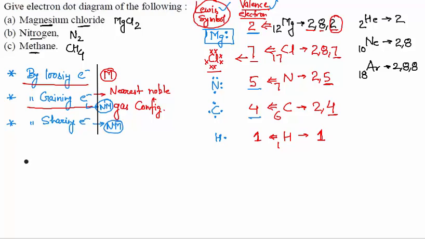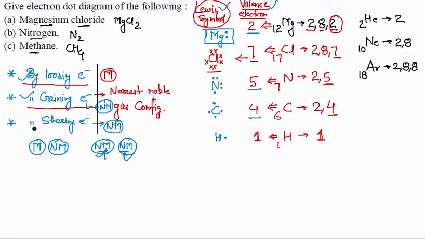Okay, so suppose in a compound you have metal and non-metal, what will happen? This metal will lose electrons and this non-metal will gain electrons. And if you have non-metal and non-metal in a molecule, in that case neither non-metal is ready to lose electrons. Both of them want to gain electrons. But if someone wants to gain electrons, someone has to lose electrons. So in that case these first two possibilities are not there.